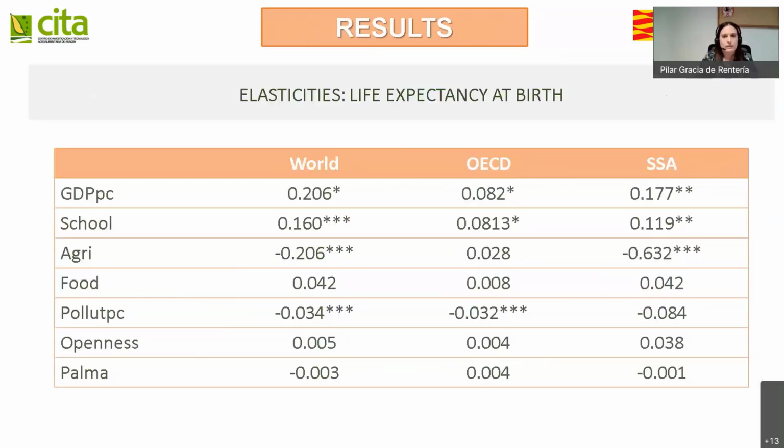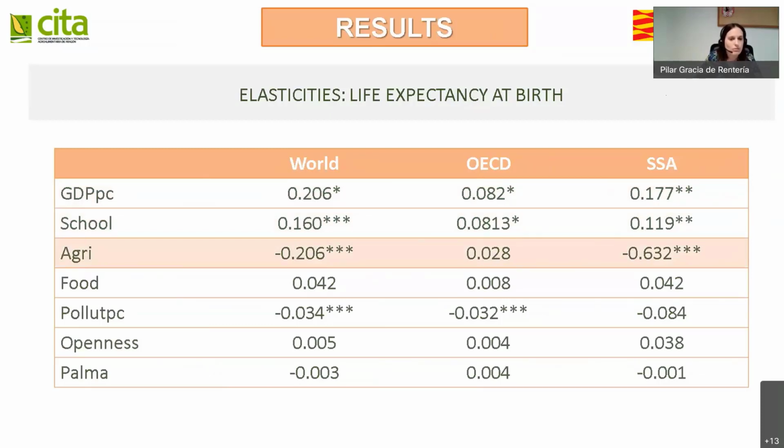Now I'm going to present the main results of this paper. This table presents the elasticities for life expectancy at birth for all the countries in the sample, and also for the OECD cluster and the sub-Saharan cluster. The results for the other clusters, which are Latin America and the rest of Africa, Asia, and Pacific, are also in the paper, but I'm not going to present them for simplicity. As expected, income level and education positively influence life expectancy, and specifically a 1% increase in GDP per capita and in mean years of schooling leads to an increase in life expectancy of 0.21% and 0.16% respectively. Results by region show a greater impact of these variables in sub-Saharan countries than in OECD ones.